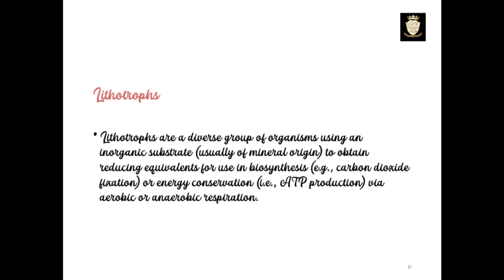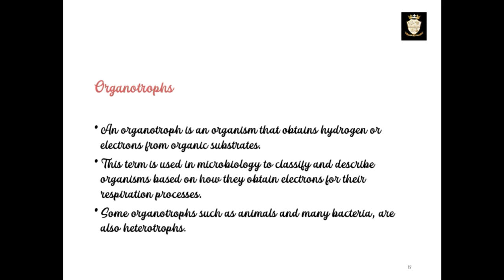Litho means stone or rock, and troph means food or nourishment. So lithotrophs are a diverse group of organisms using inorganic substrates to obtain reducing equivalents for use in biosynthesis. And the second one is organotrophs. Organo means organic compounds, and troph means food or nourishment. Organotrophs are organisms that obtain hydrogen electrons from organic substances.